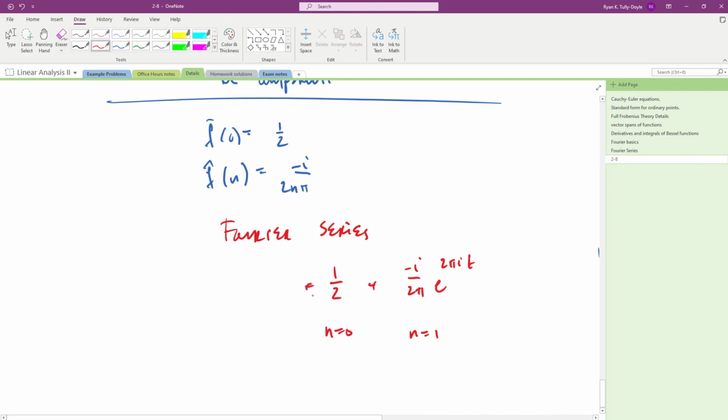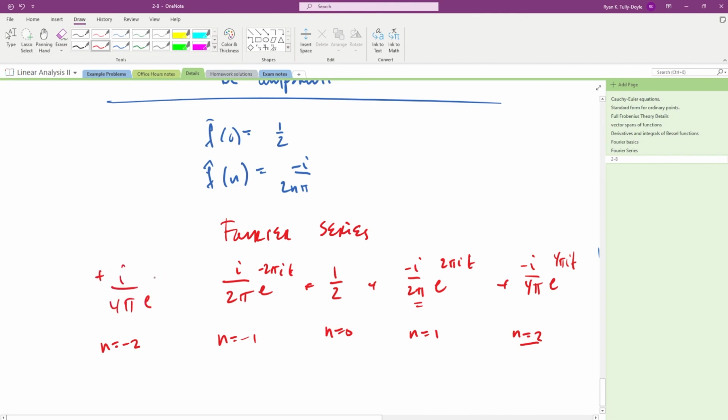And if you're going to put the 1 term in, you should put the minus 1 term in as well, which is just the complex conjugate of this, positive i over 2 pi e to the minus 2 pi i t. You could put in the n equals 2 term, and that looks like minus i over 4 pi e to the 4 pi i t, and its corresponding negative term, plus i over 4 pi e to the minus 4 pi i t, and so on and so forth. The point with the Fourier series is that it goes out in both directions. You can be as accurate as you want by continuing to add more and more terms to the outside.